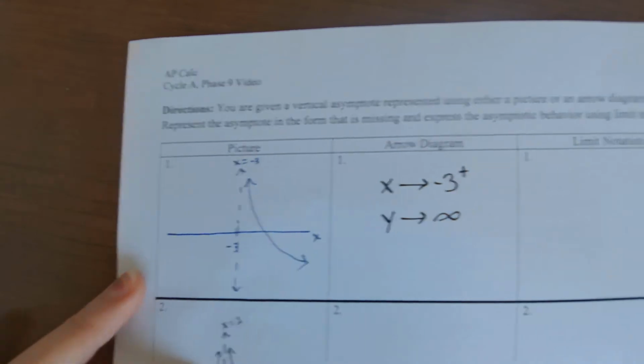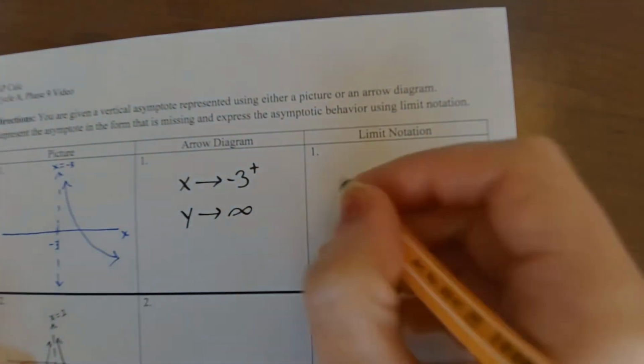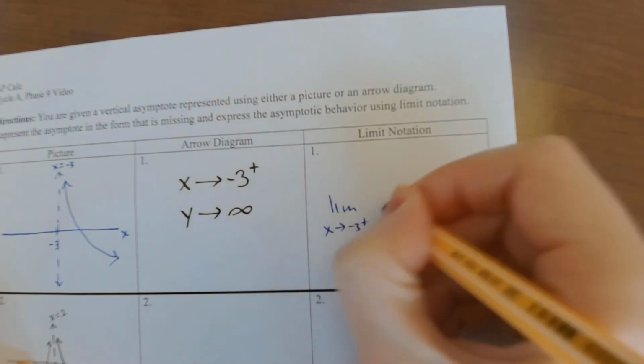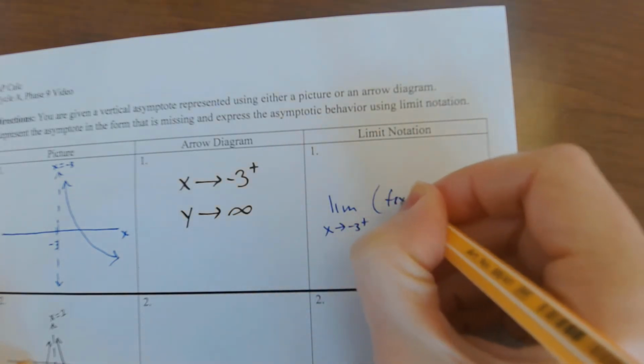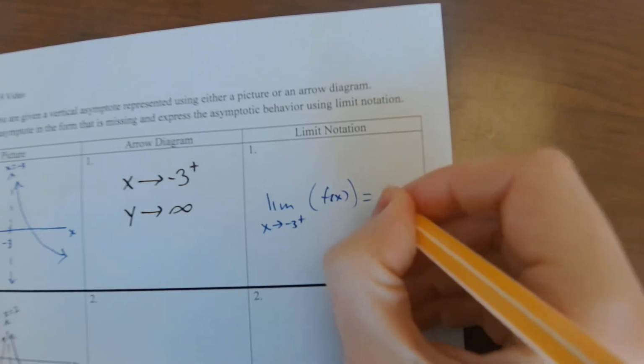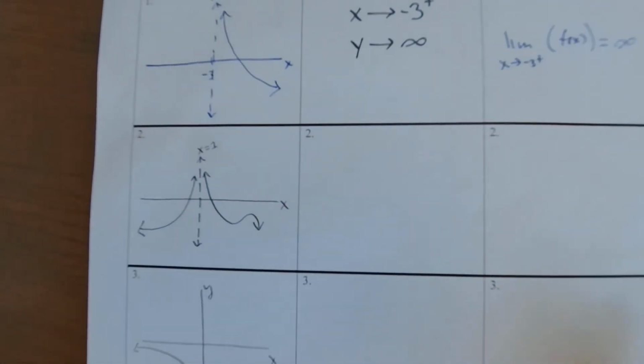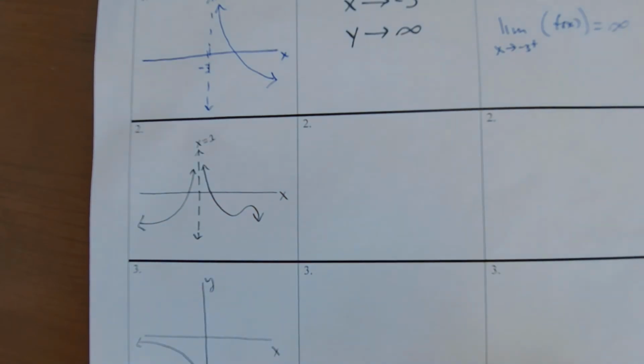Okay. Now, in limit notation, what's going on is we've got the limit as x approaches -3 from the right. I didn't tell you what the function's called, so we'll just say f of x. All right, so that's the first one. Now, the second one, I'm giving you the picture, and you've got to do the arrow diagram.